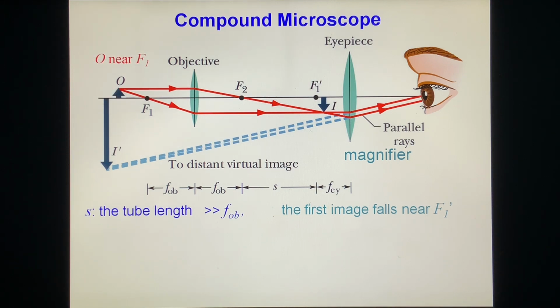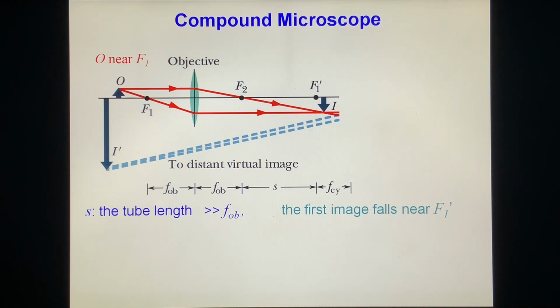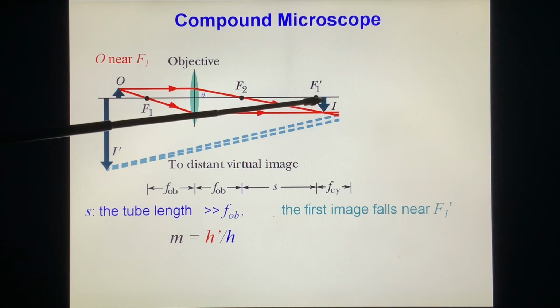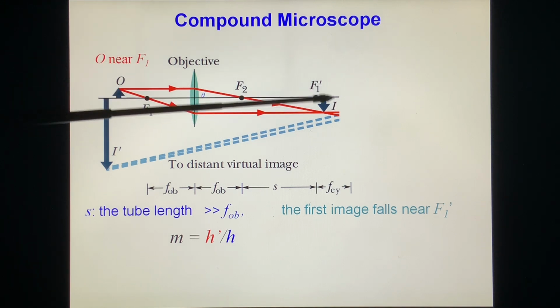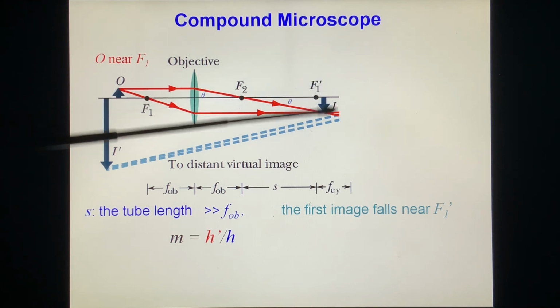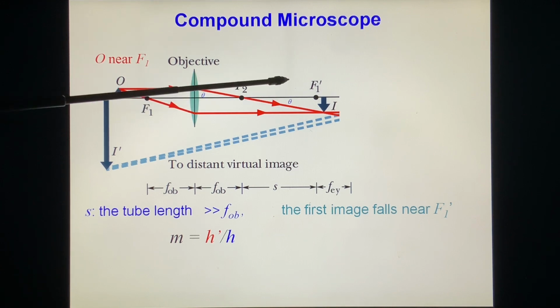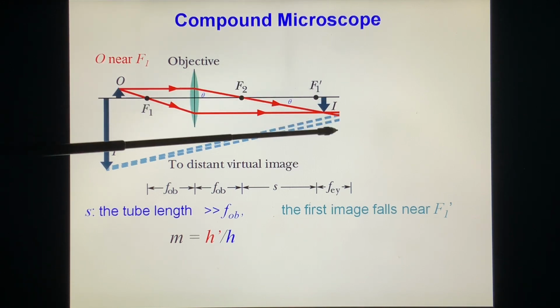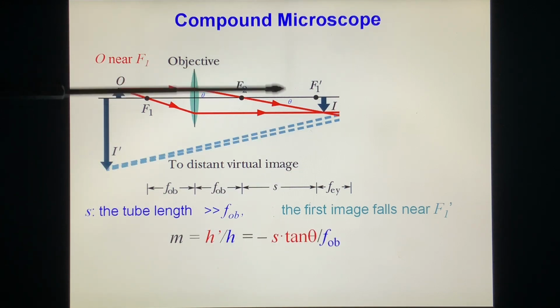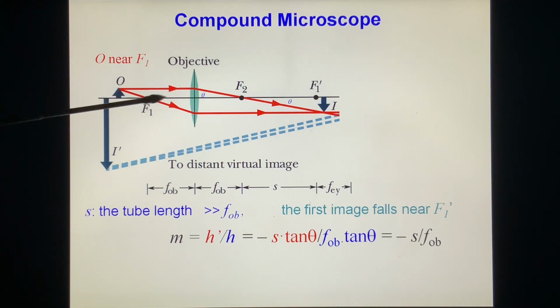Let's talk about lateral magnification for the first lens, the objective lens. M equals the image height h prime over the object height h. Suppose this is theta. This is theta, and this is theta too. So the image height equals S tan theta, and it is upside down, so we have minus S tan theta. And this is equal to f_OB tan theta. We cancel out the tan theta. So for the first lens, the objective lens, the lateral magnification M equals minus S over f_OB.